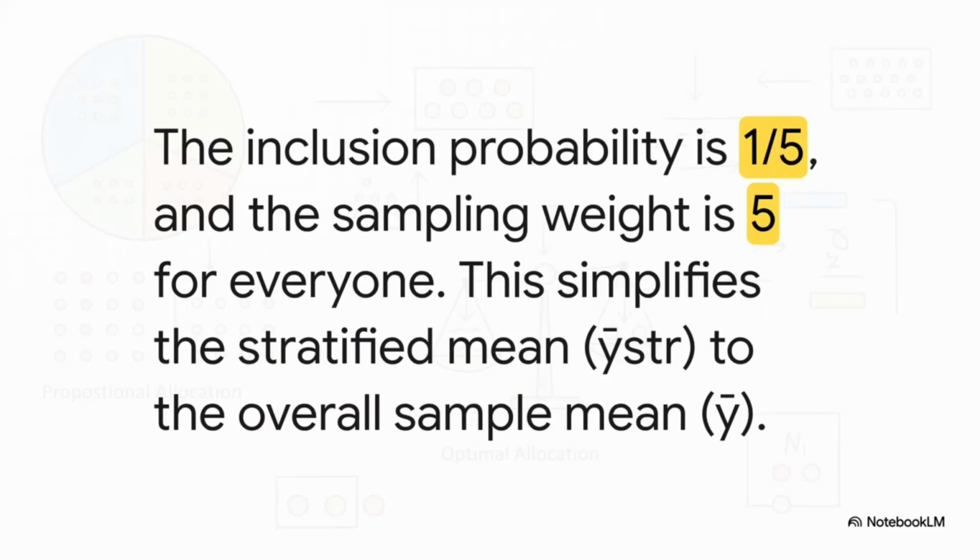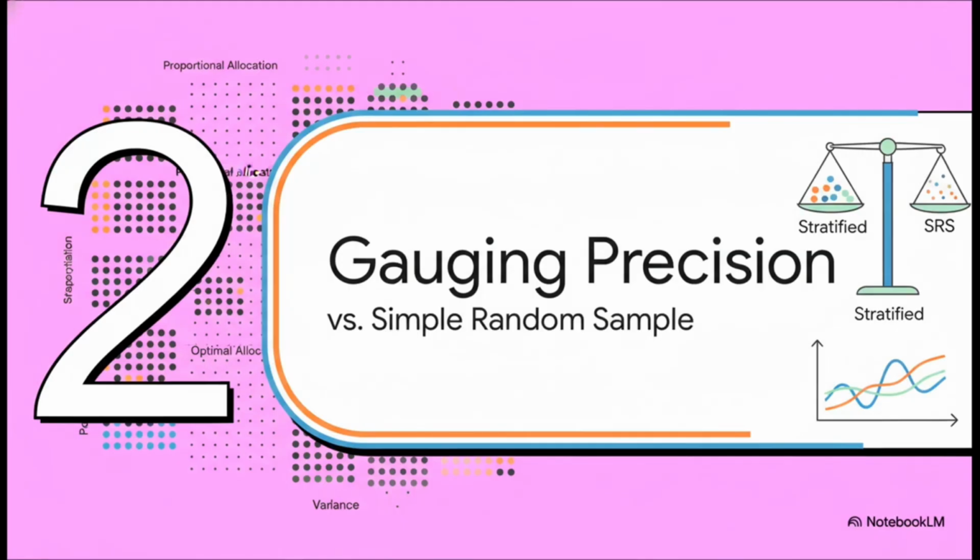And this is where that self-weighting magic really pays off. Since every single person had a 1 in 5 shot of being selected, we don't need any fancy footwork to calculate our overall average. The average of our sample is a direct, unbiased estimate of the average for the whole population. Seriously, this is a huge time saver when you get to the analysis phase. Okay, so we know it's convenient, it's easy, it's fair. But here's the big question. Is it actually any better than just closing your eyes and picking people at random? You know, a simple random sample. Let's dig into the math and see how it stacks up when it comes to precision.